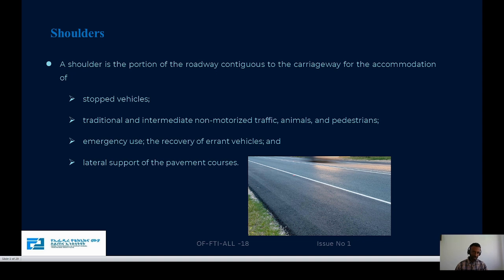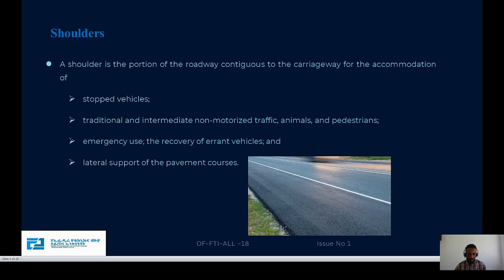And the second part is the shoulder. The shoulder is a portion of the roadway for accommodation, as you see in the figures, next to the carriageway. The shoulder's first purpose is stopping vehicles, for temporarily stopping vehicles.